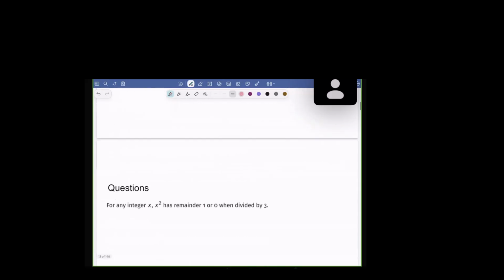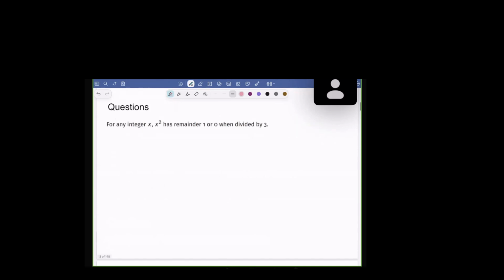Next. All right, here's a sample question. For any integer, x squared has a remainder of 1 or 0 when divided by 3. You guys should definitely try this example. I'll give you maybe 4 minutes. And if you guys need a hint, just look on the board.